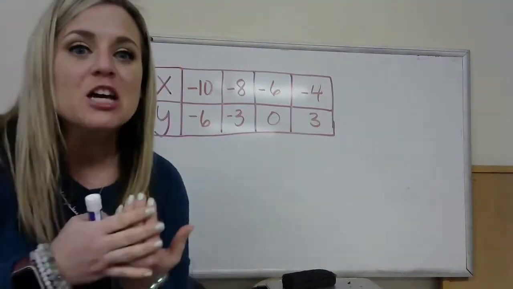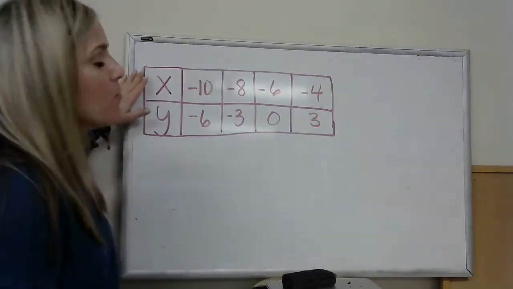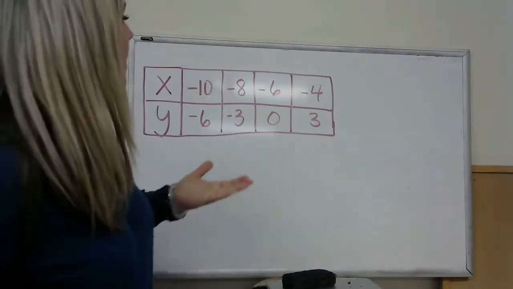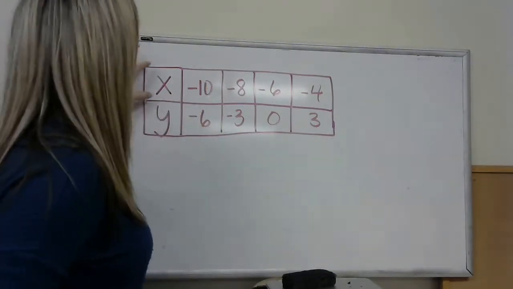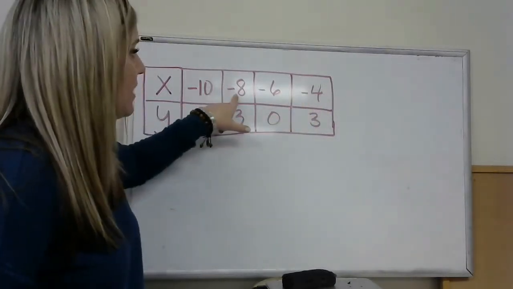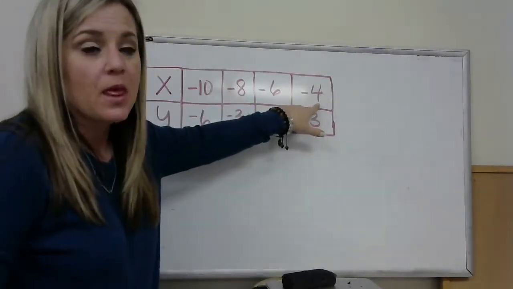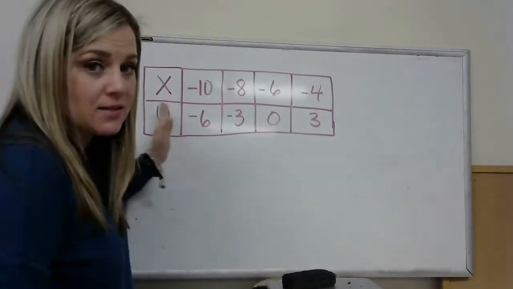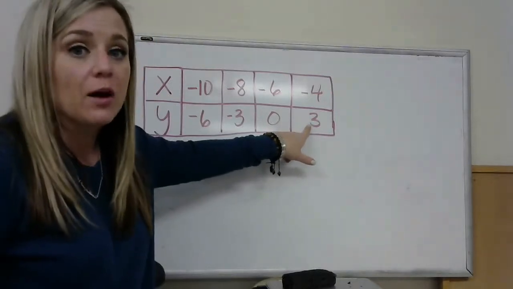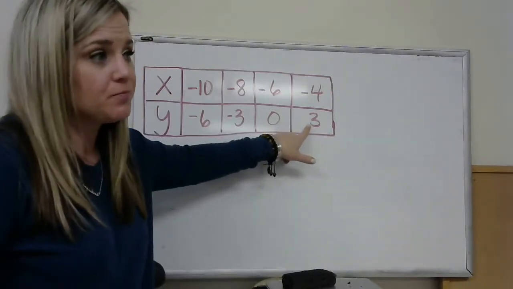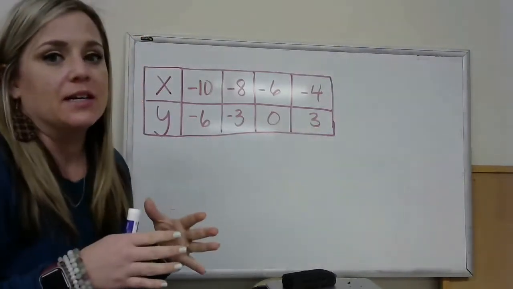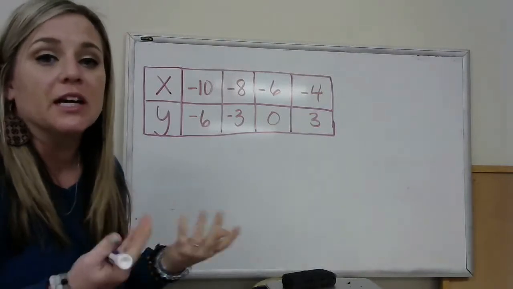All right, welcome back. So we have this table right here full of X and Y coordinates, which is what you would plot on a graph. Our X's at the top are our X coordinates: -10, -8, -6, and -4. And our Y's on the bottom are -6, -3, 0, and 3. If I were you guys, I would be taking notes and asking questions if you're confused, okay? So what we want to determine is, would this be a linear relationship?